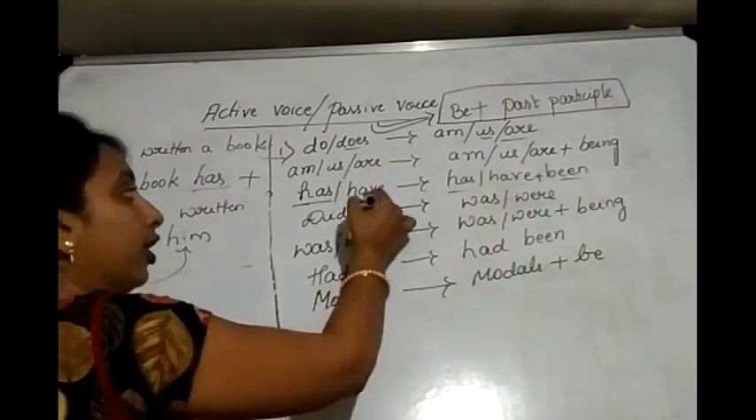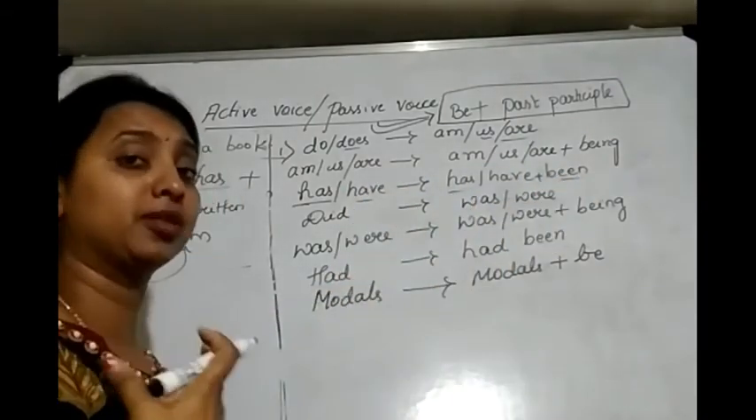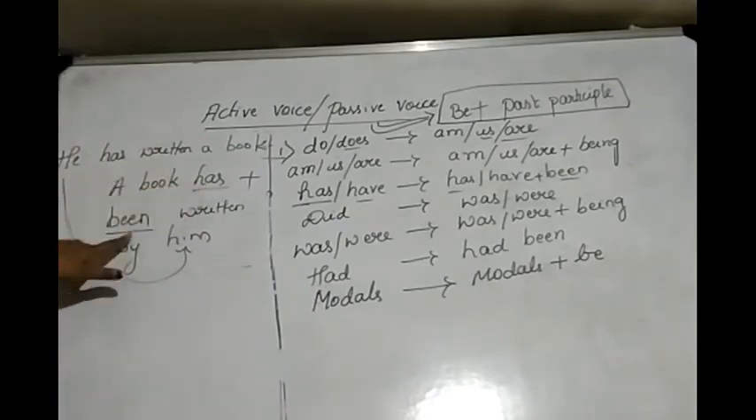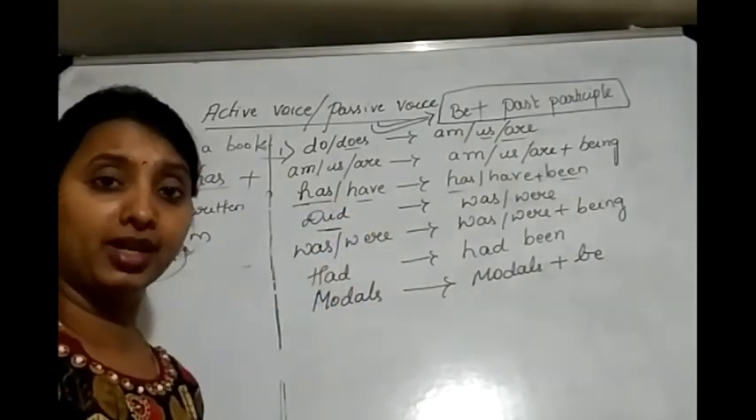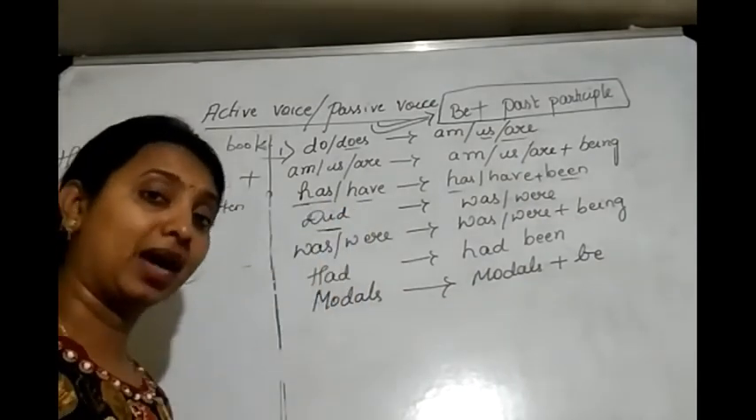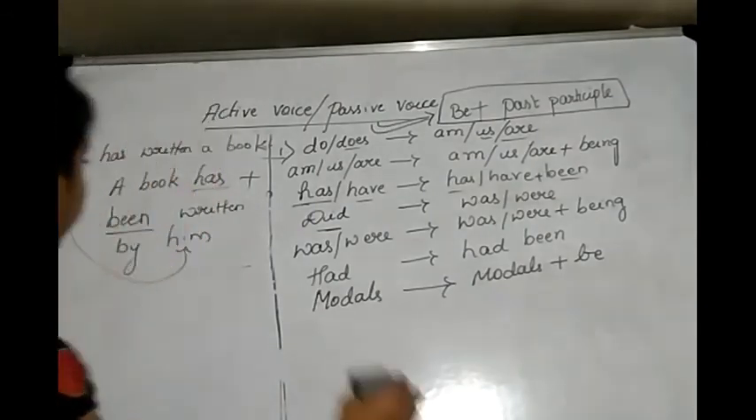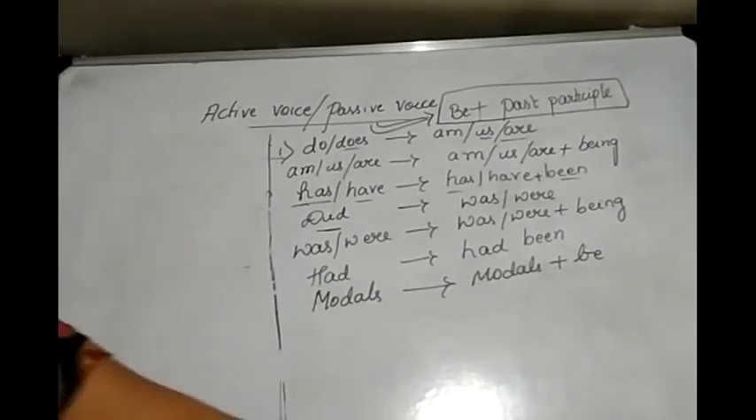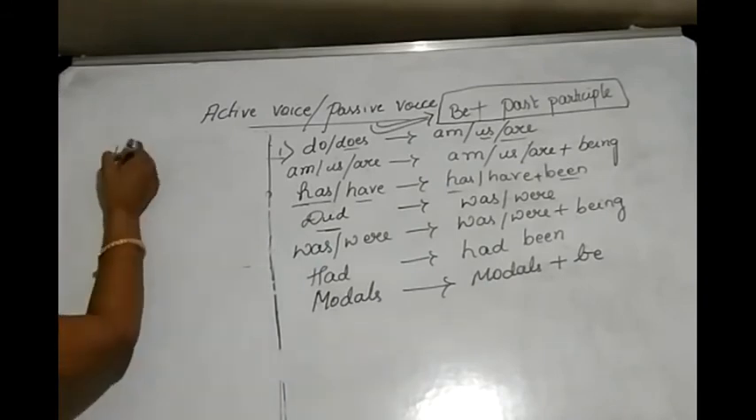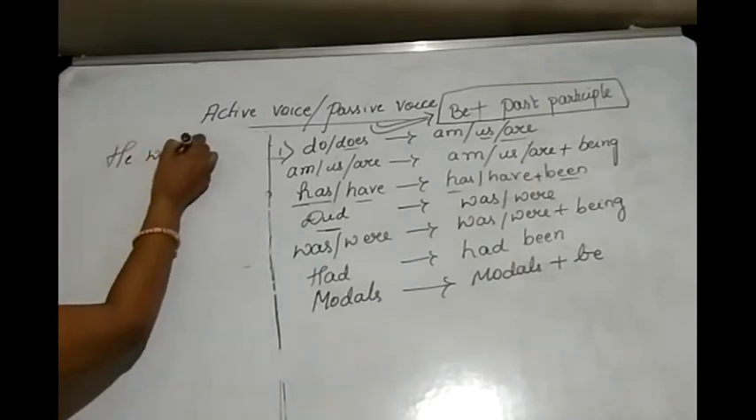So if you get have, you have to use have plus been. Like this. Have plus been. Then we'll go for did form. Did form means it is simple past tense. Past form of a verb. For example, he wrote the book.